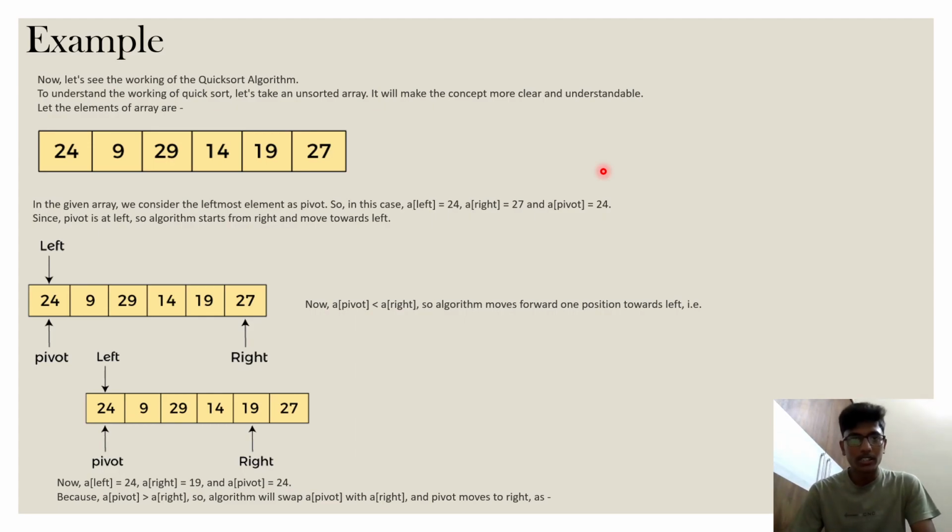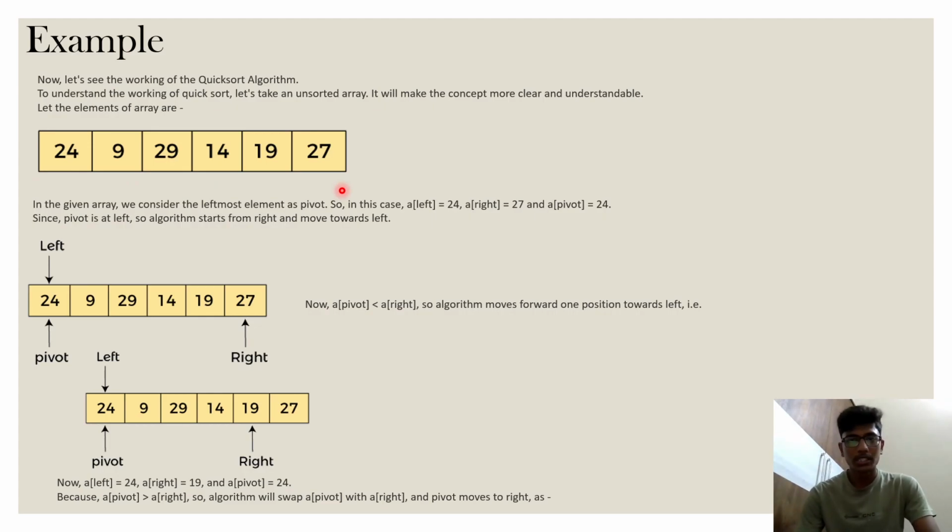Example on quicksort algorithm. Now let's see the working of quicksort algorithm. To understand the working of quicksort, let's take an unsorted array. It will make the concept more clear and understandable. Let the elements of the array be 24, 9, 29, 14, 19, 27. In the given array, we consider the leftmost element as pivot.